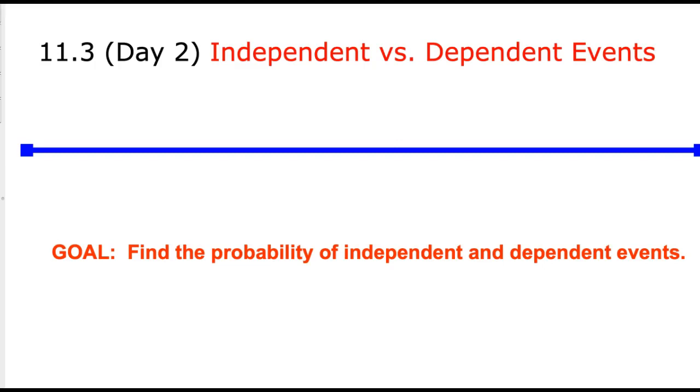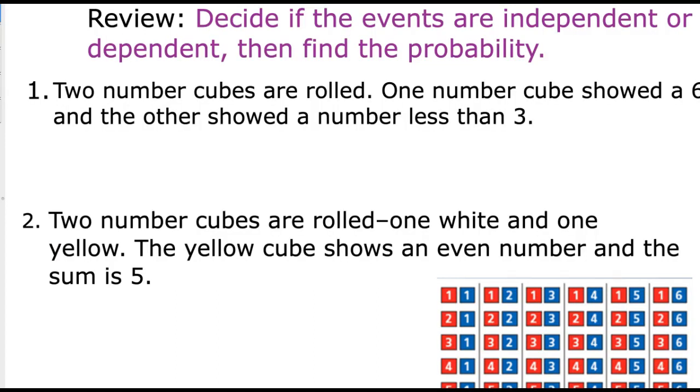Okay, here we are, 11-3, day two, still on independent versus dependent events. We'll start right off with a little review, deciding whether the events are independent or dependent and finding the probability. Two number cubes are rolled.